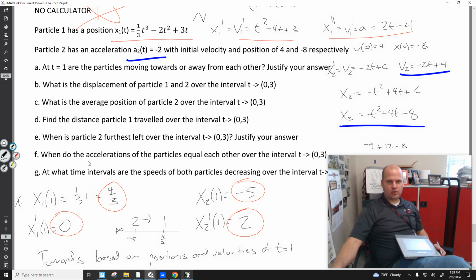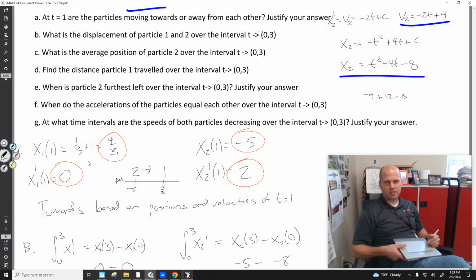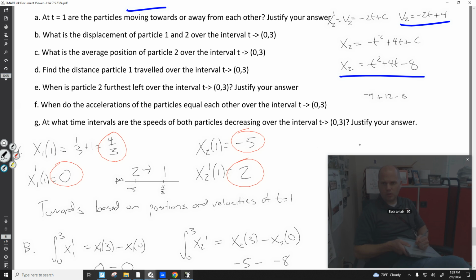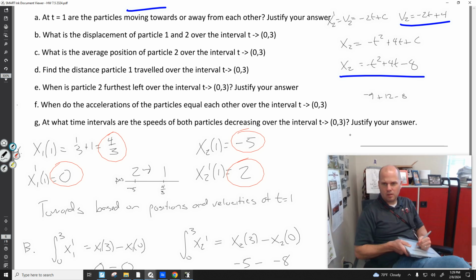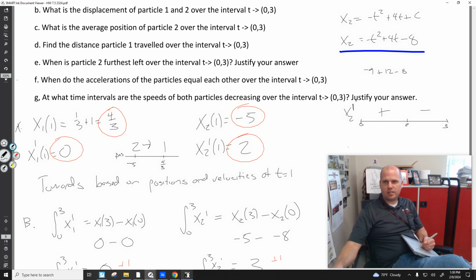What is the particle 2 furthest to the left? All right. Sign analysis. Particle 2's sign analysis. Derivative analysis. From 0 to 3, we have a 0 at 2. Gosh, this question, who wrote this question? This is like all in it. This is great. If I plugged in 1, I'd get positives and negatives. So we do move to the right and to the left. I did find my position of particle 2 at 1. That sucks, but I don't need it.